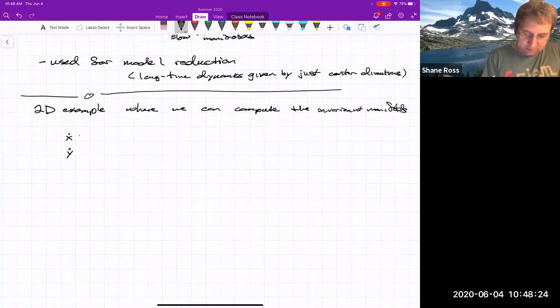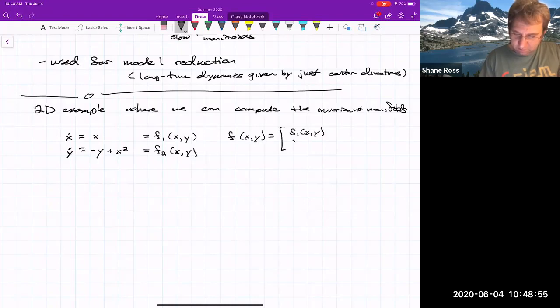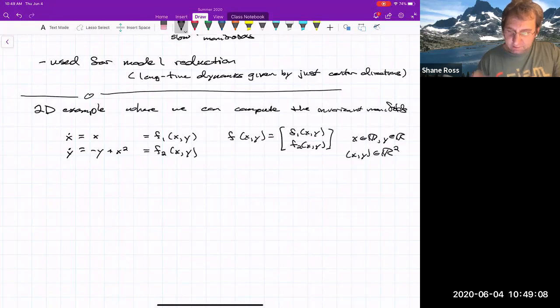I'll write it as x dot and y dot. x dot equals x. y dot equals minus y plus x squared. If you think of it in terms of what I wrote as the vector field F, here's the first component of F, here's the second component of F. F now has two components. x is real, y is real, and so x, y form this 2D phase space.